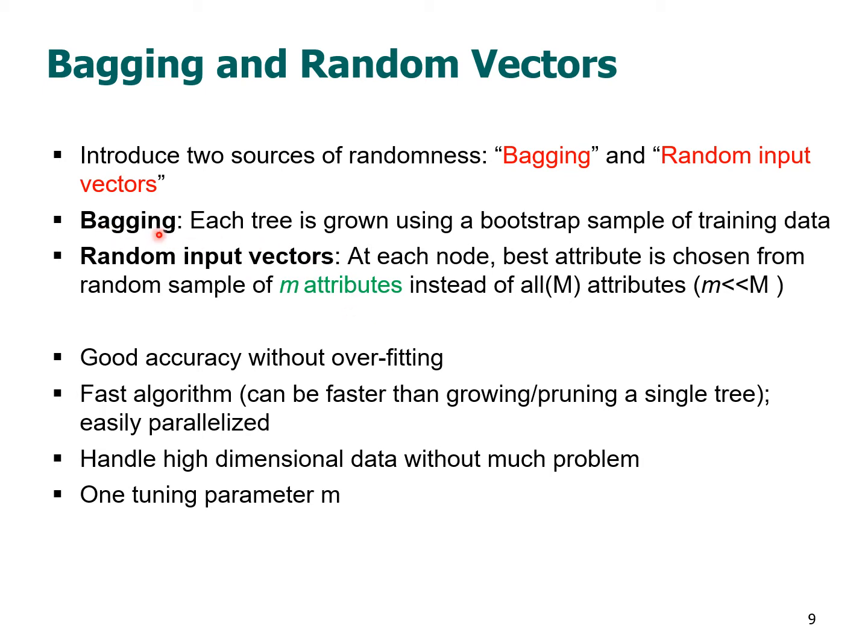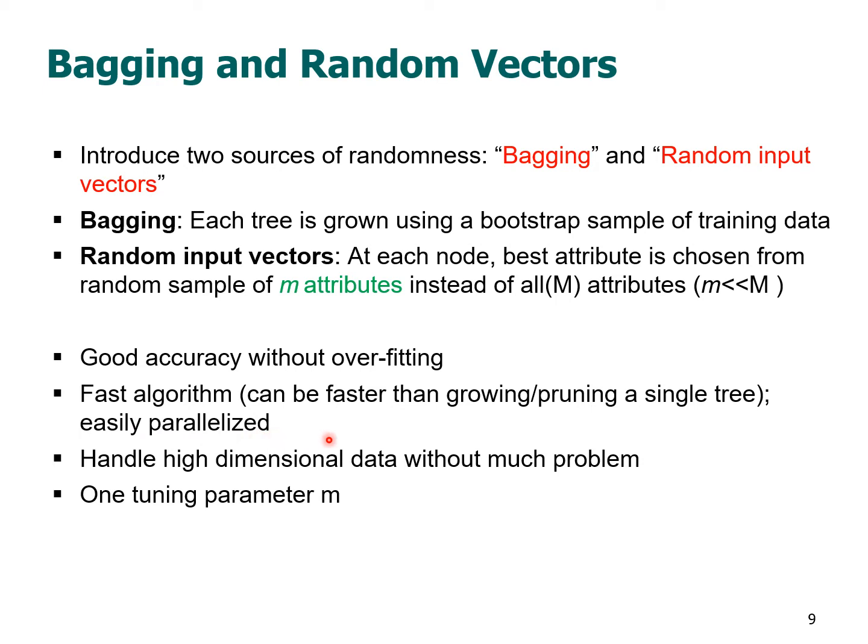In bagging, you randomly choose data from the original training data. In random input vectors, you randomly choose attributes from the original data. So we have two different kinds of randomness in random forest. By using this, random forest shows good accuracy without worrying about the overfitting problem. And random forest is quite a fast algorithm, and sometimes it's even faster than growing and pruning a single decision tree. And random forest can be easily parallelized.